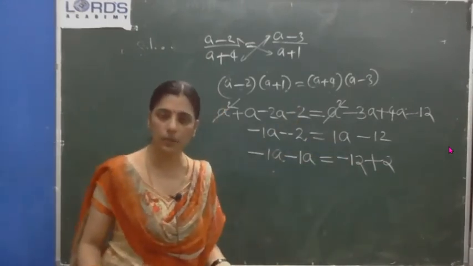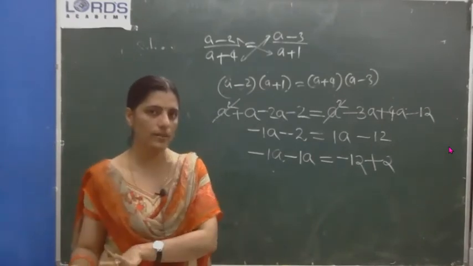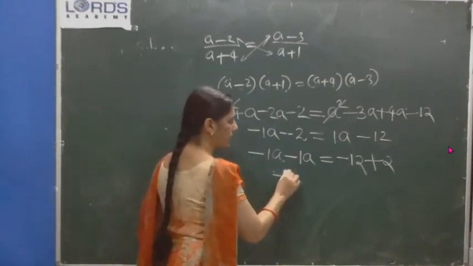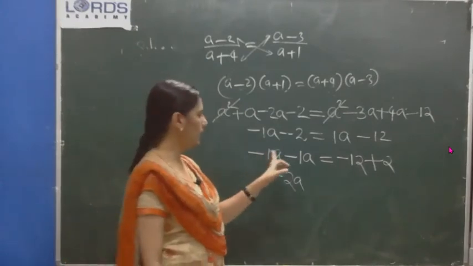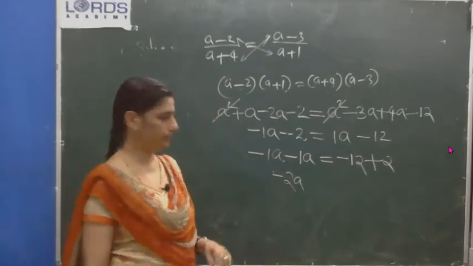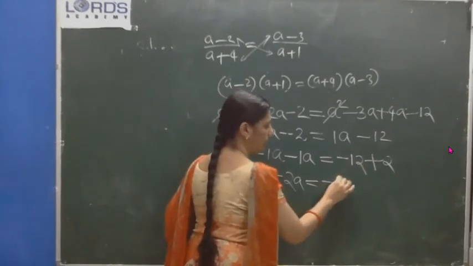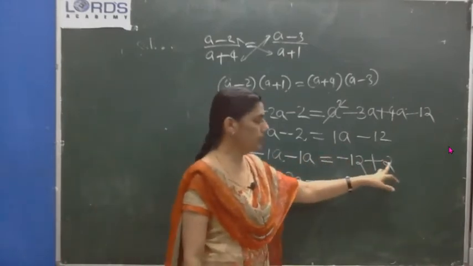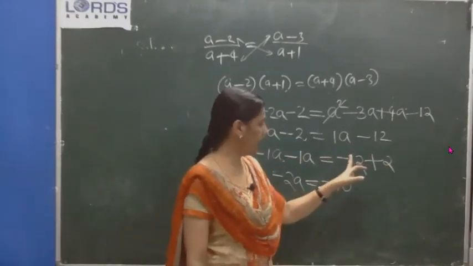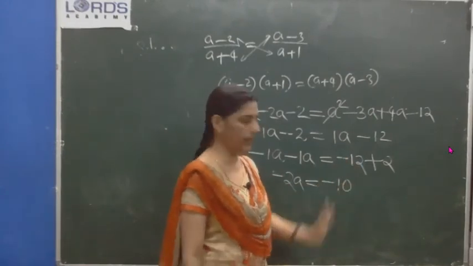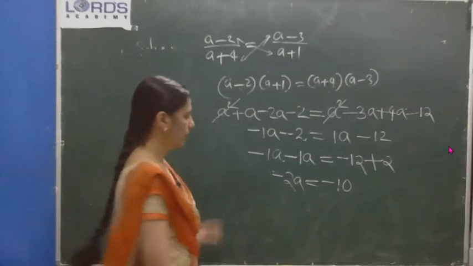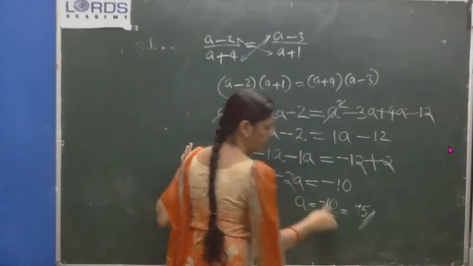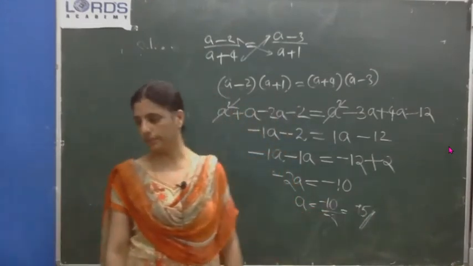Why are we changing the sides? Because our aim is to make all the numbers to one side, all the a's to the other side. Clear? Now negative 1a and negative 1a is negative 2a, not 0. Negative 1 plus negative 1 is negative 2, equal to negative 12 plus 2 is negative 10. Integers: from 12 you subtract 2, you get 10, then put the sign of the bigger number, so negative 10. Clear? So a equals negative 10 by negative 2, which is positive 5. Negative divided by negative becomes positive for division. Positive 5.